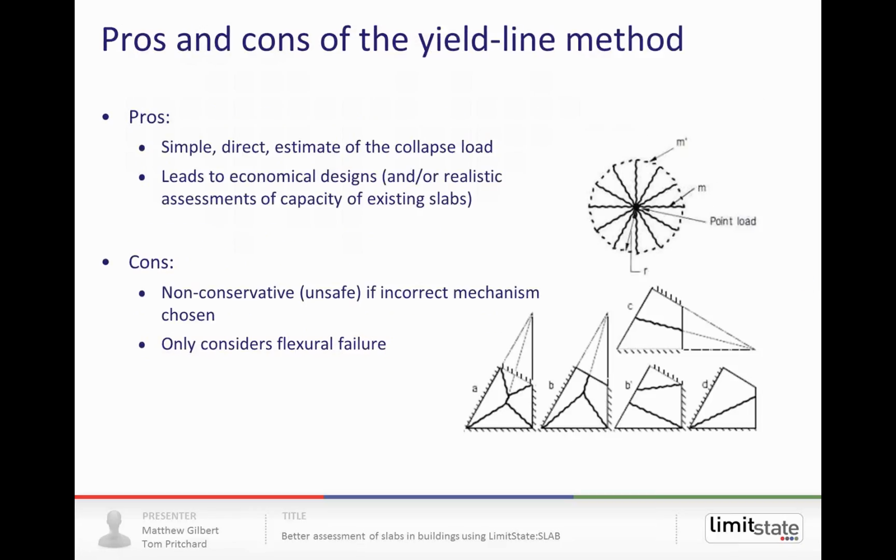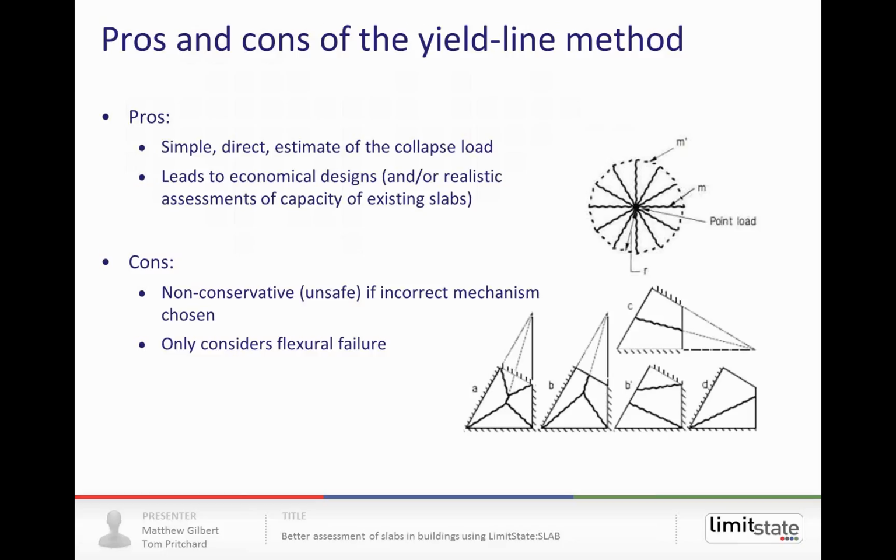So when it was developed, the yield line method brought clear advantages. It was a very quick and direct, simple way of estimating the collapse load, and because you are analysing the collapse state directly and getting a good representation normally of the collapse load, it leads to economical designs or to realistic assessments of capacity in the case of existing slabs.